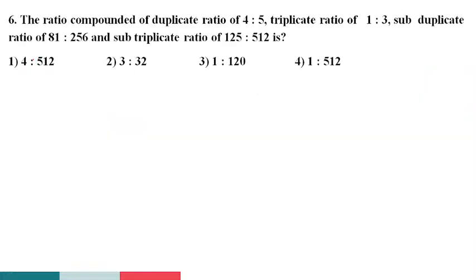And move on to the next one. The ratio compounded of the duplicate ratio of 4:5, triplicate ratio of 1:3, subduplicate ratio of 81:256, and subtriplicate ratio of 125:512 is? I told you earlier about those 4 points; if you remember them, we can solve this problem. Try it, I will explain.